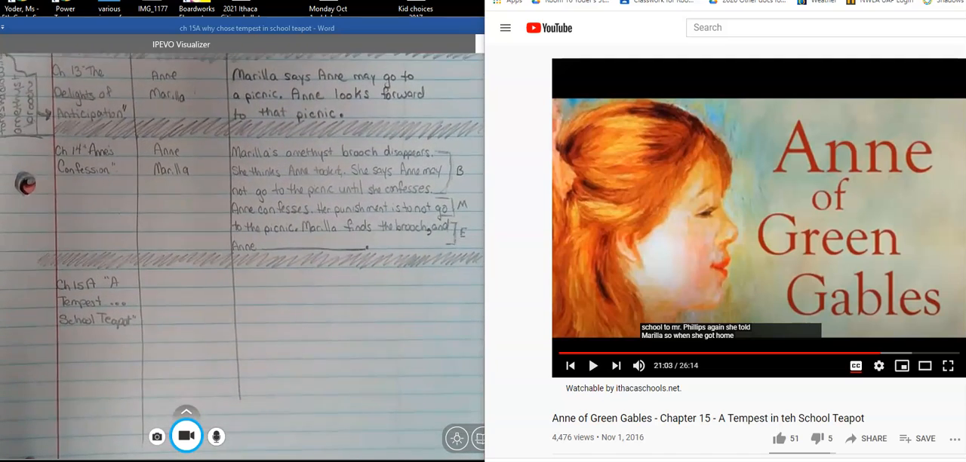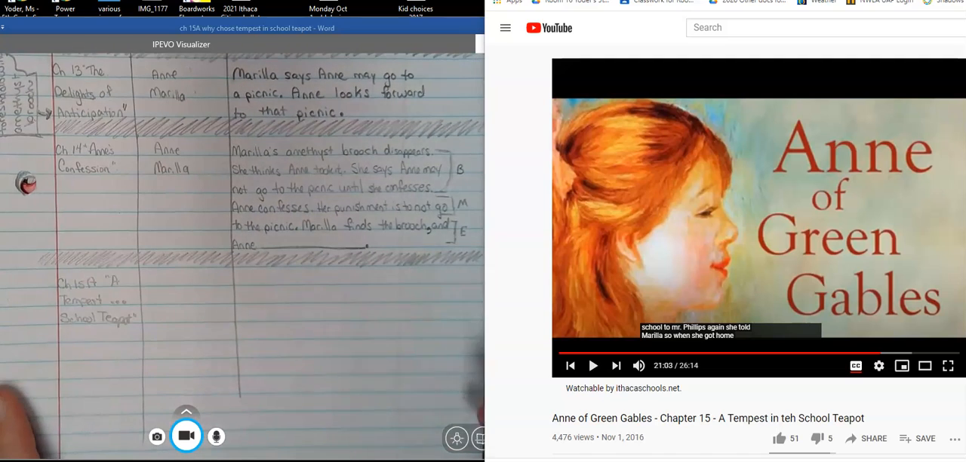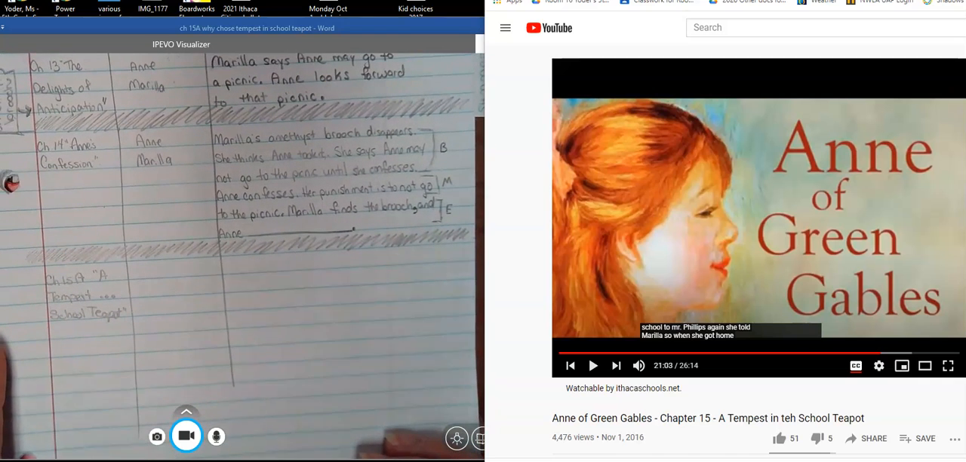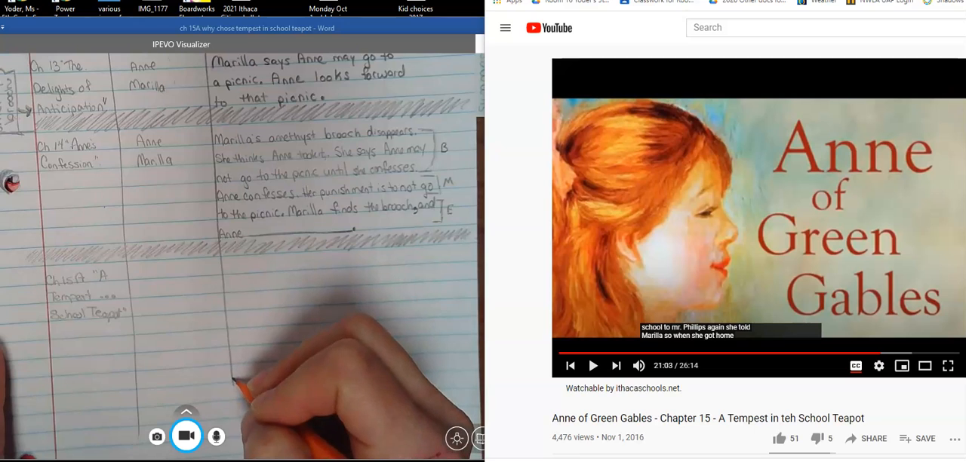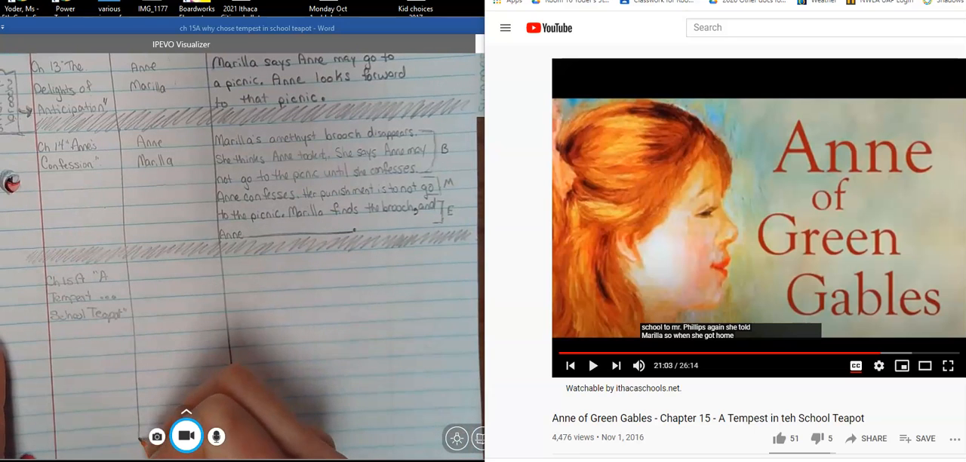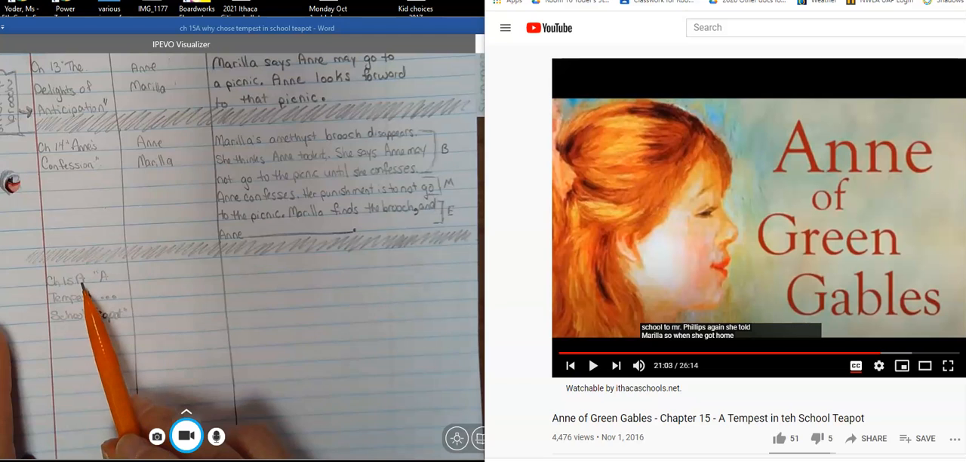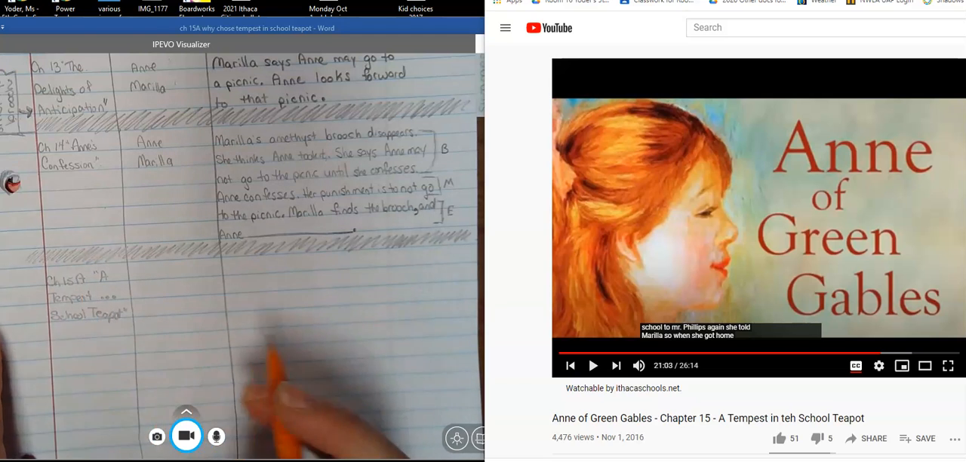Part of the reason that we split chapter 15 across 2 days is because we meet a number of new characters. There's an important bit of action that sets things up for the rest of the book. And there are 2 separate events that happen with this Tempest in the School Teapot. So it will be easier to summarize each of them separately. The part that we've already read is the beginning of chapter 15.